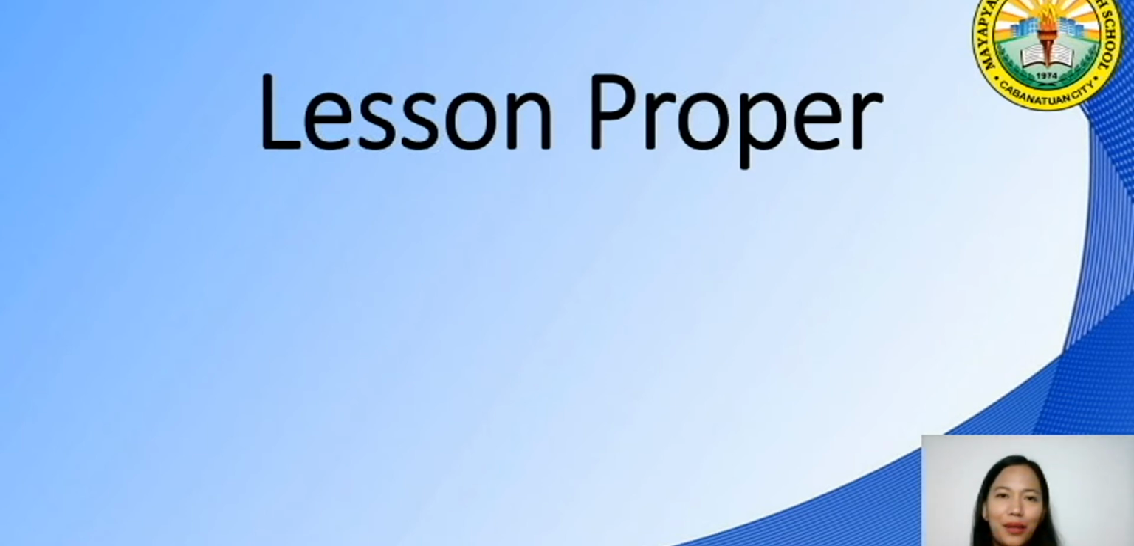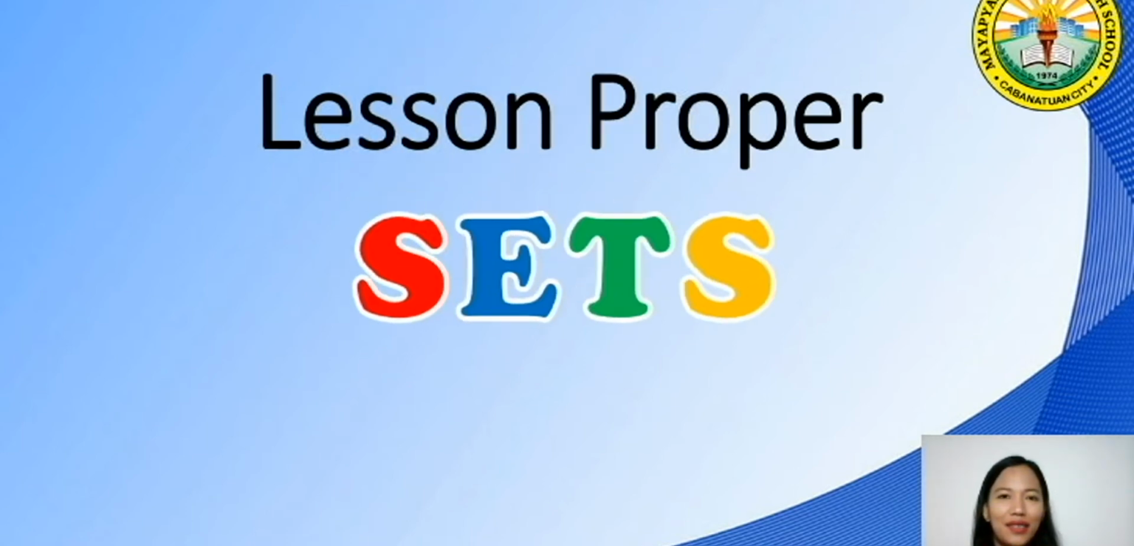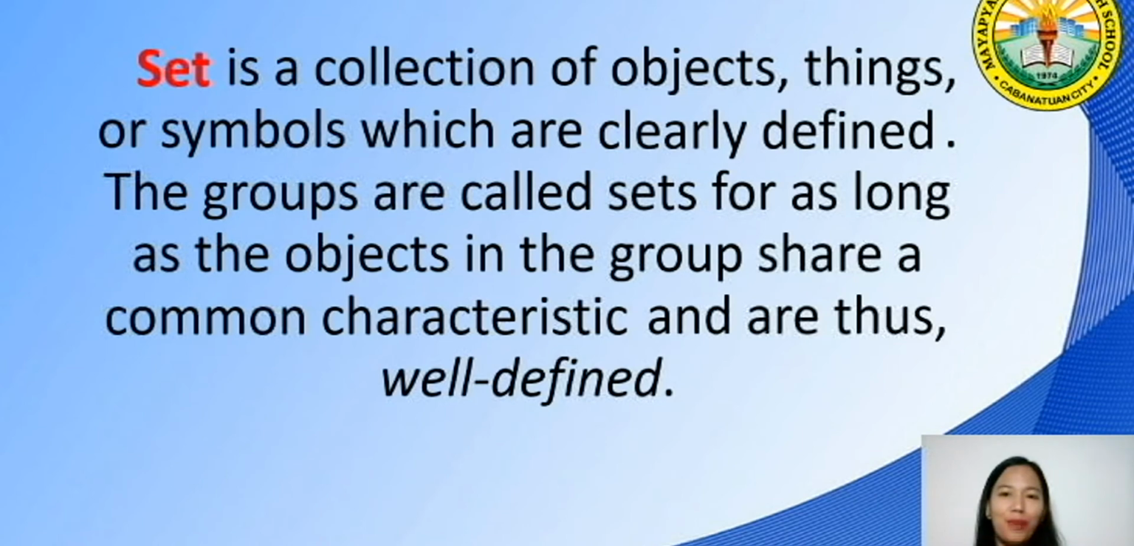In this lesson, we will talk about sets. Let us first define set. Set is a collection of objects, things, or symbols which are clearly defined. The groups are called sets for as long as the objects in the group share a common characteristic and are thus well defined. Take note of the words common characteristic and well defined.